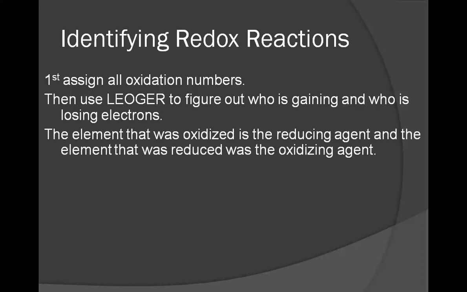The last final thing is that the element that was oxidized, and I know they do this on the final a lot of times at the end of the year, they will say, okay, who's the reducing agent? Well, look, whoever was oxidized had to be the one who reduced the other thing. So whoever's oxidized is the reducing agent, and whoever was reduced is the oxidizing agent.